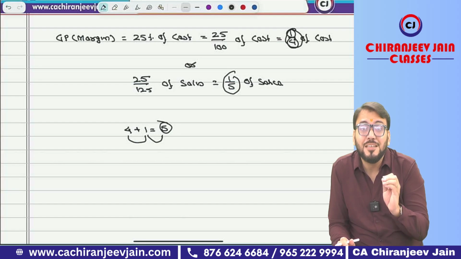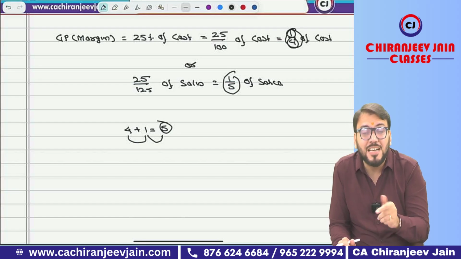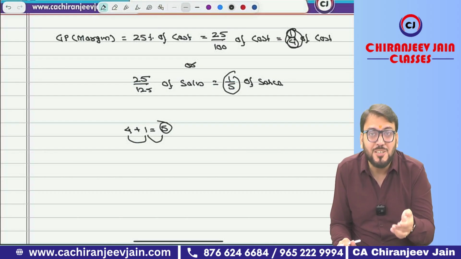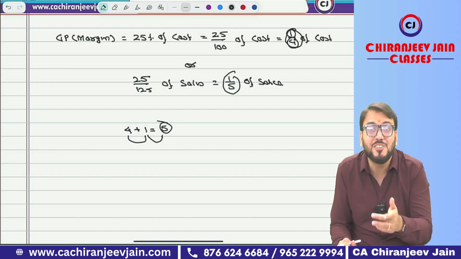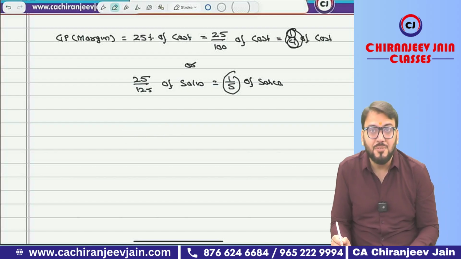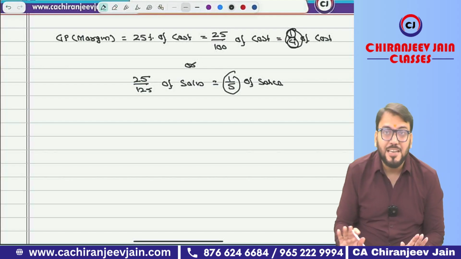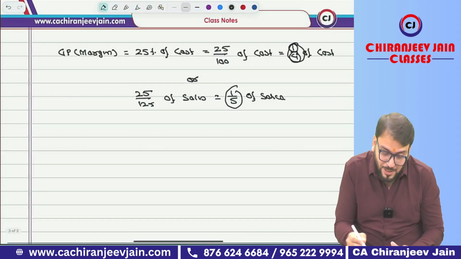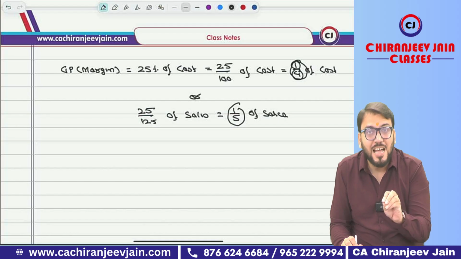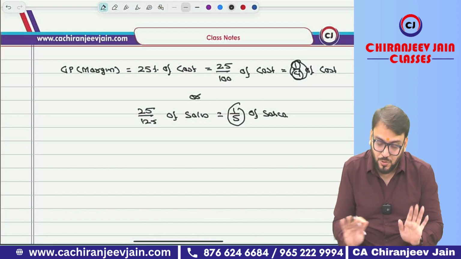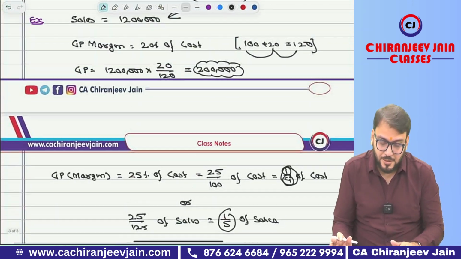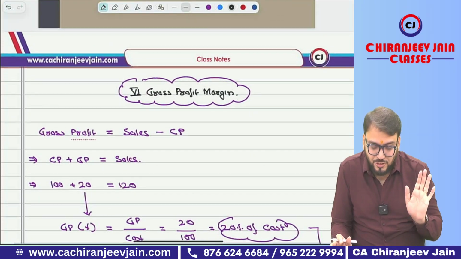So whenever they have given GP margin in terms of sales, we can convert that GP margin in terms of cost if required. Whenever they have given GP margin in terms of cost, we can convert it into GP margin of sales if required. Got this fine? Have you understood this? Any doubt? No doubt. So we can convert GP margin as per the requirement of the question. Okay. Yes, sir. I think no more explanation is required for this. So this was a simple GP margin concept.